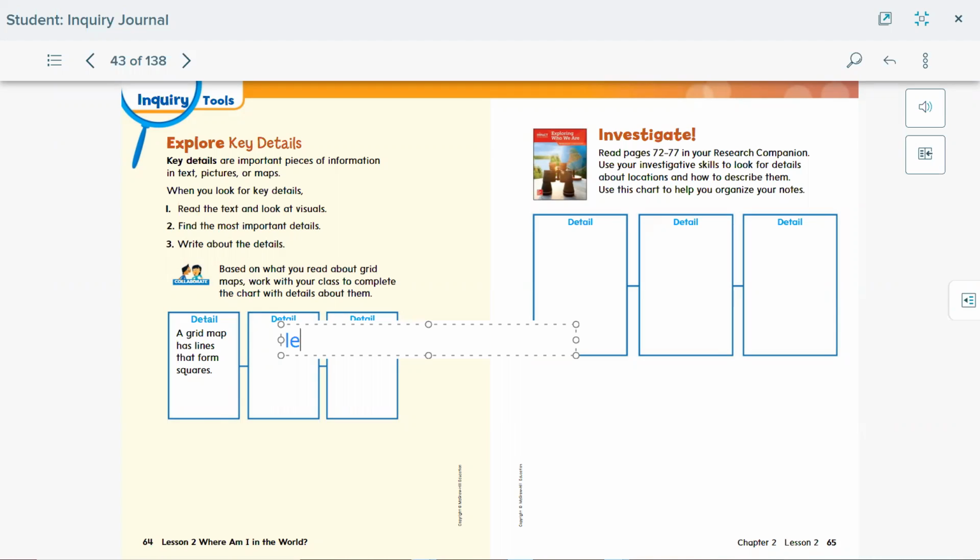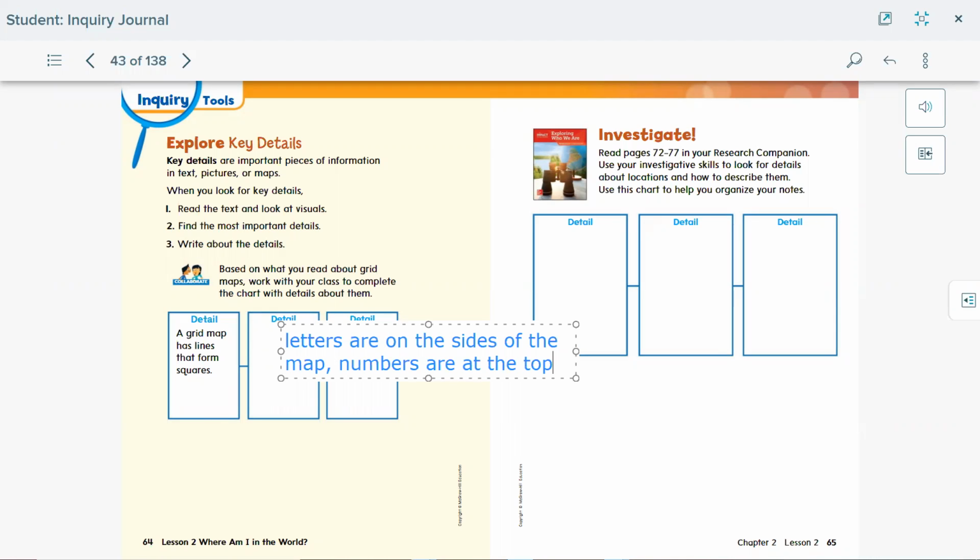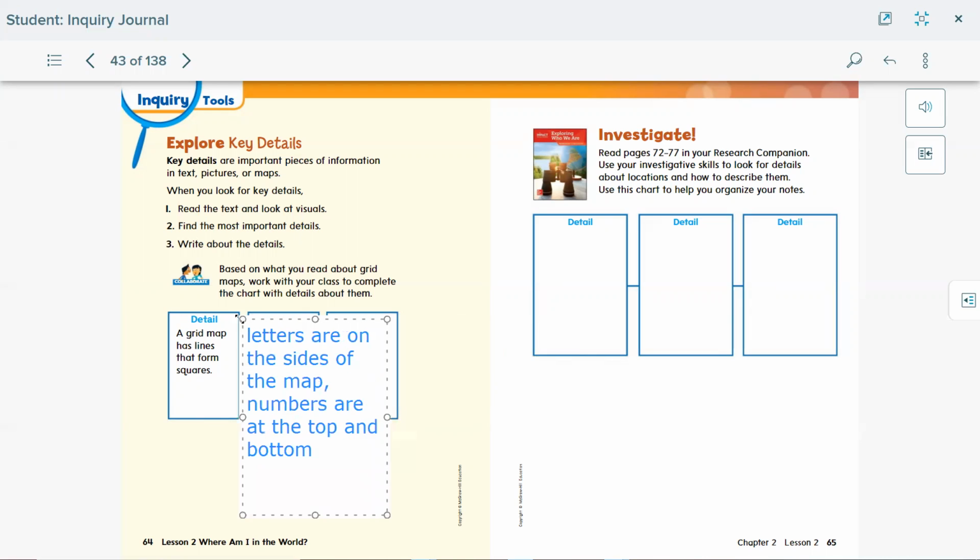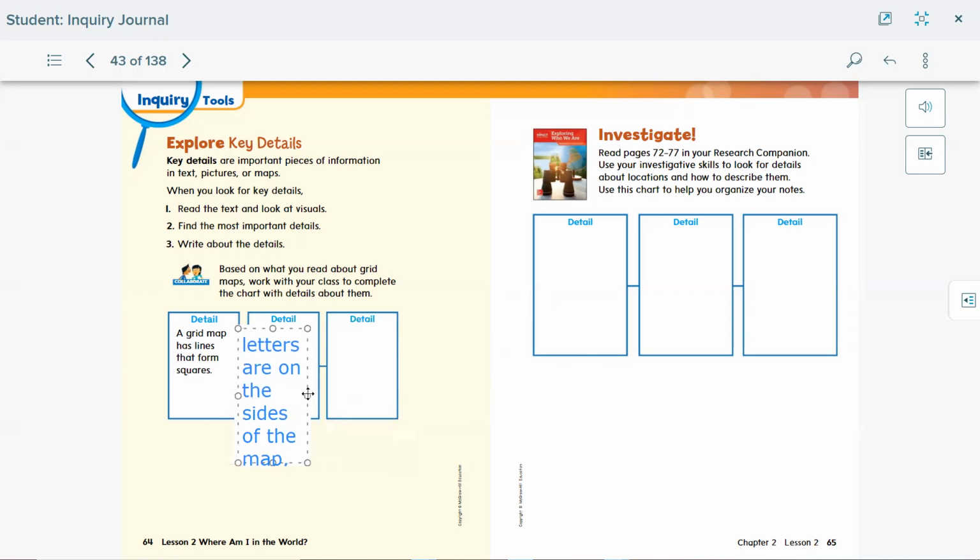Okay, we know that there are letters on the sides of the map. And we also learned that numbers are at the top and the bottom, right? Let's try to make this smaller to fit here so we can add more details.